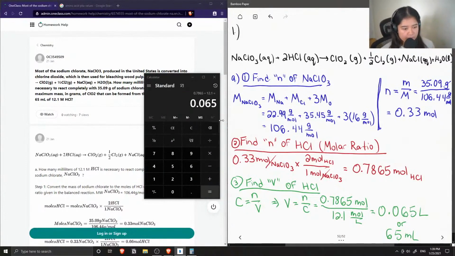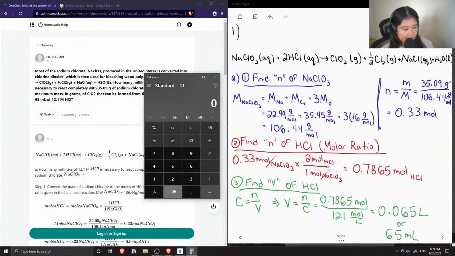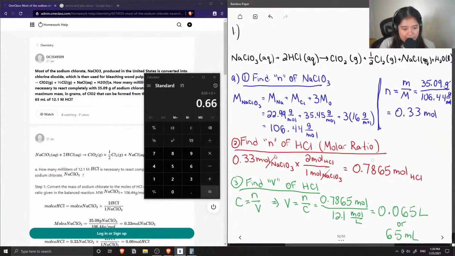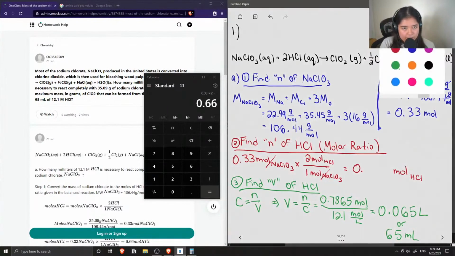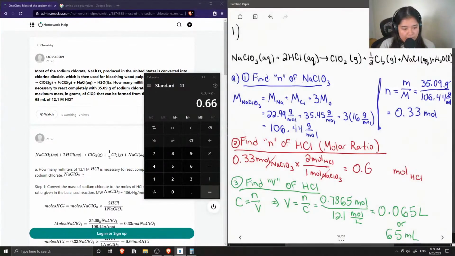Oh, I just realized that I did my first part wrong. So 0.33 times 2 is actually 0.66. I think I was looking ahead, so let me just fix that. So that's just going to affect all of the remaining answers. But we still follow the same steps.